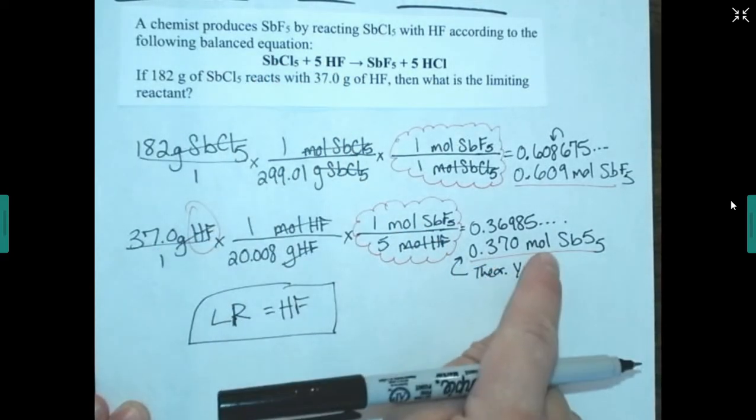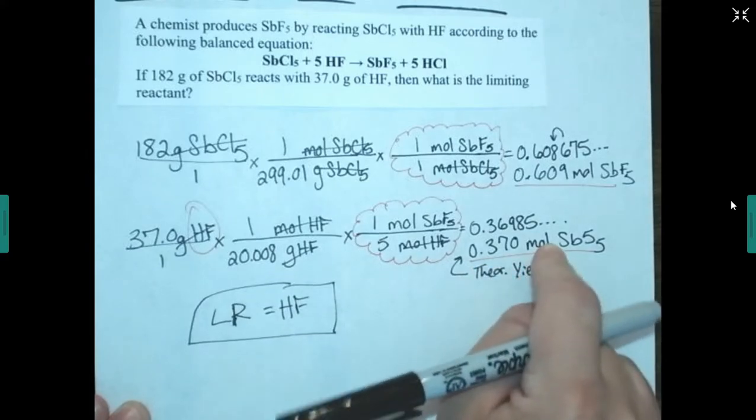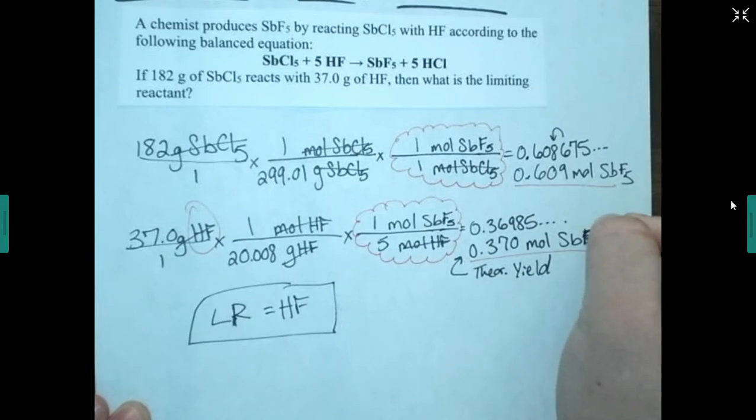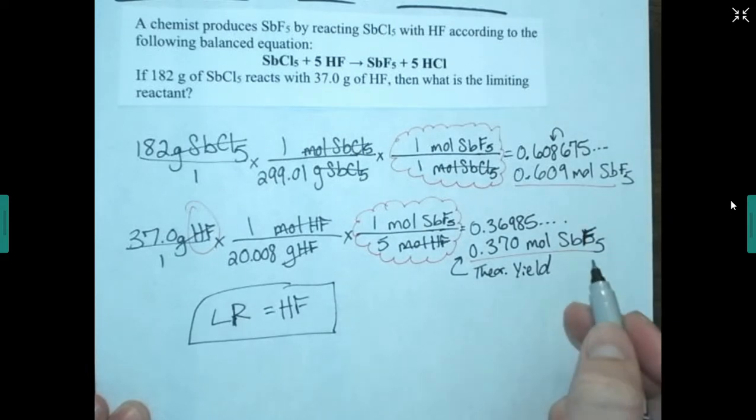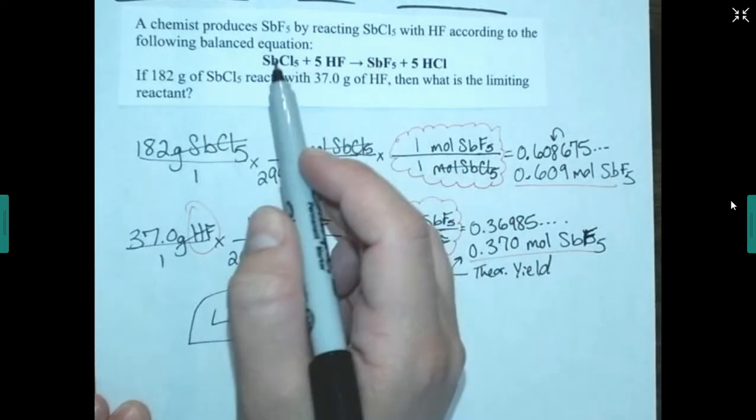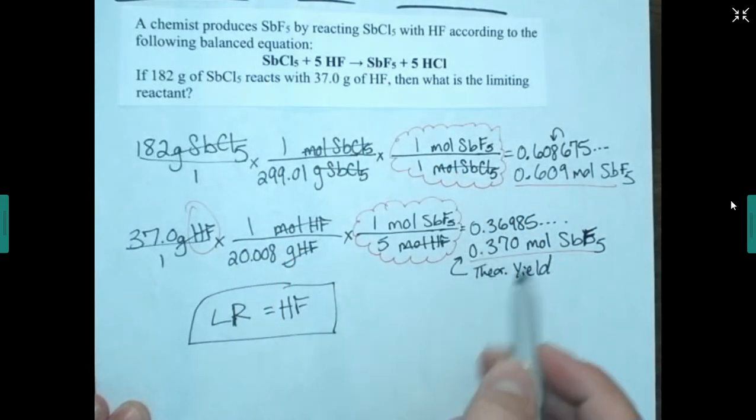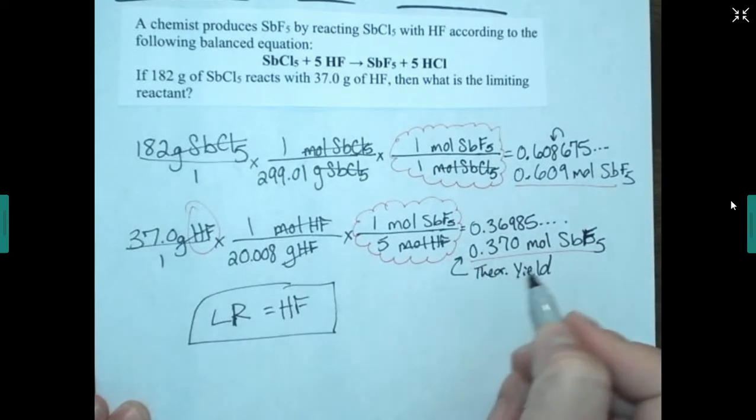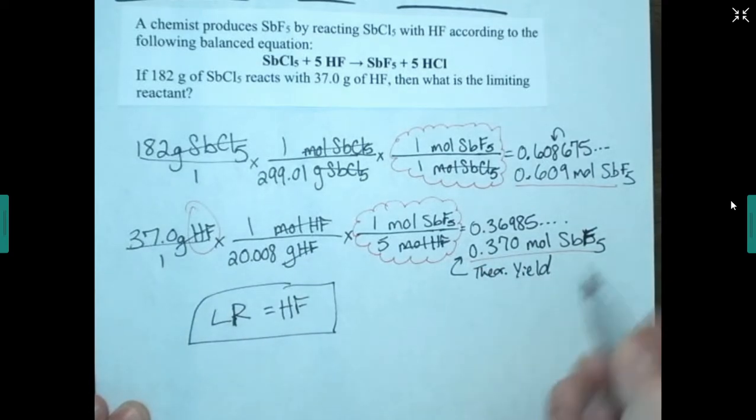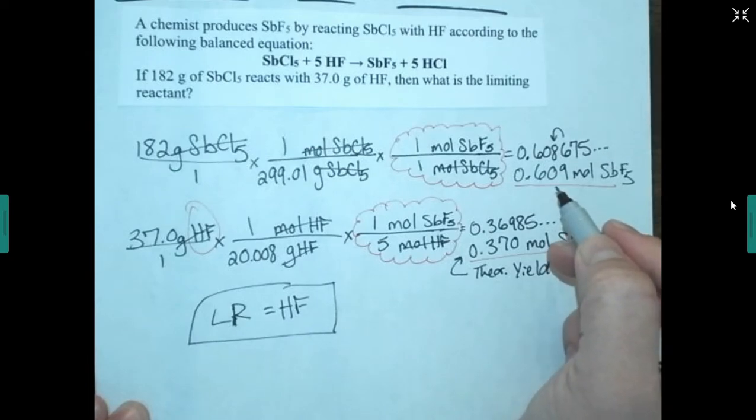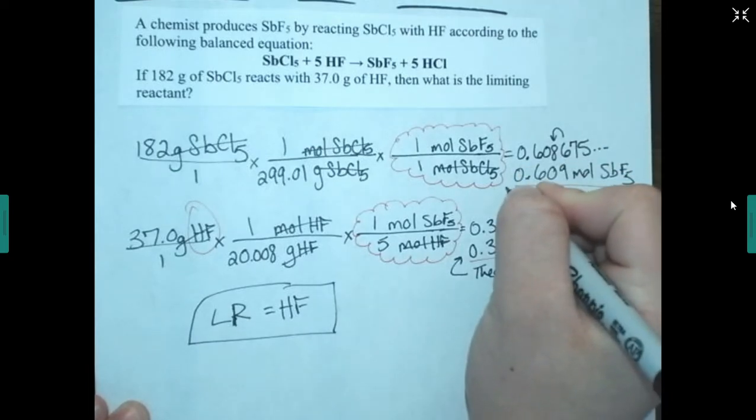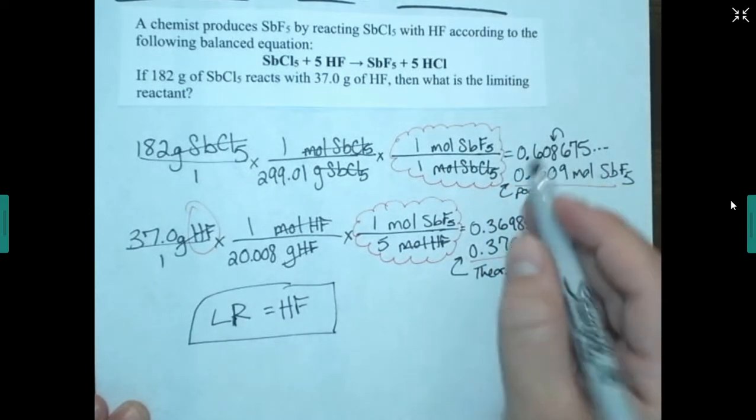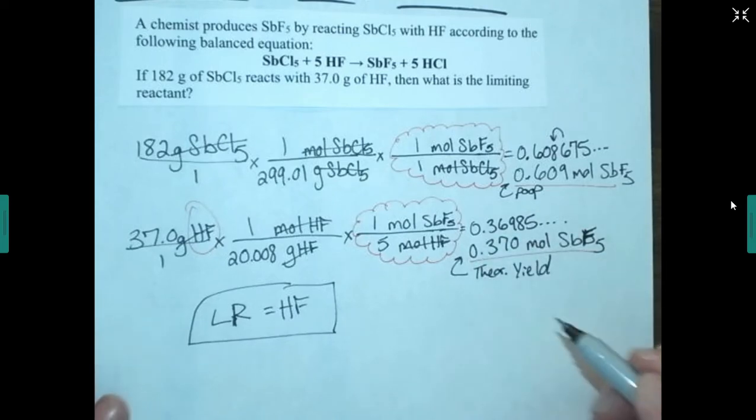So many people make the mistake of saying, oh, this is smaller, so my limiting reactant is SbF5. That is embarrassing. No, that's not even a reactant. So your limiting reactant is either this or this. Because your smaller answer came from your HF, that makes HF your limiting reactant. And your smaller answer itself is your theoretical yield. Now, your bigger answer, remember, it's nothing. It's garbage. We don't care about it. It tells us nothing. So we have to go with our smaller answer.